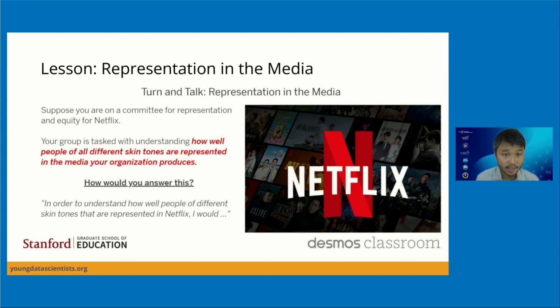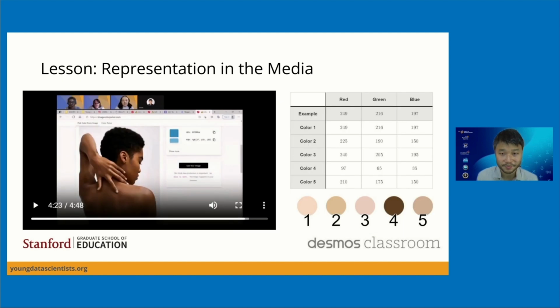We're asked, suppose that you're on a committee for representation and equity. It can be Netflix, it can be Instagram, it can be YouTube. But in this particular example, we use Netflix. How would you answer the question, how well are people of all different skin tones represented in the media that your organization produces?